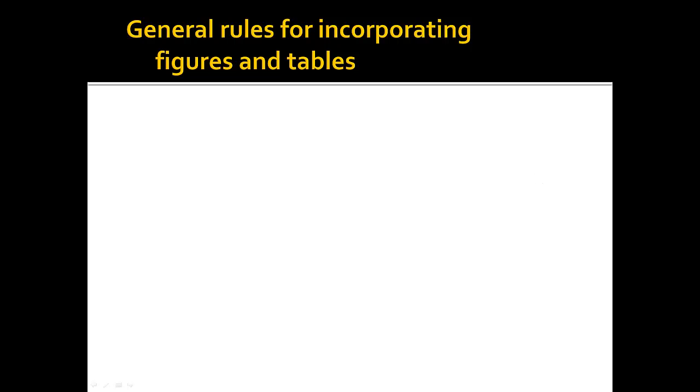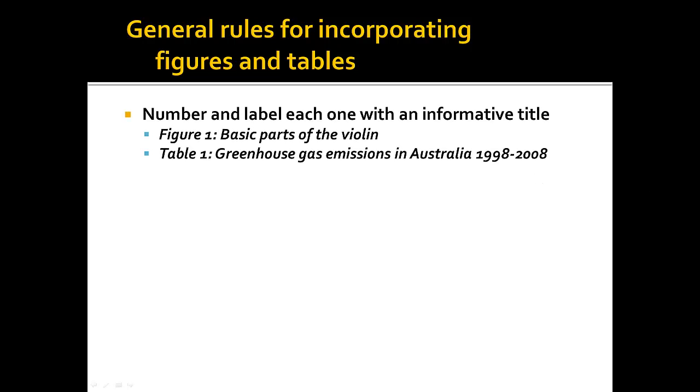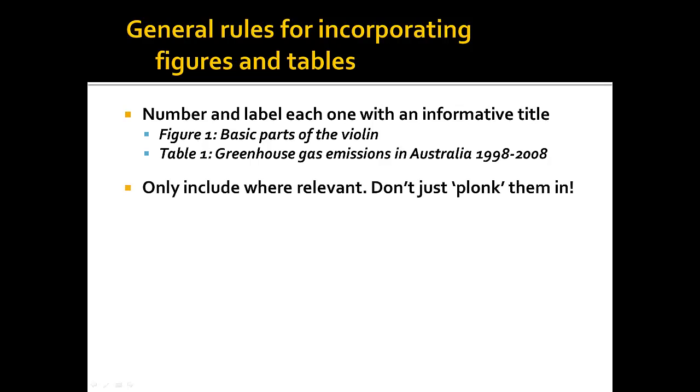All right, so general rules for incorporating figures and tables into your document. So number and label each one with an informative title. So could be something like Figure 1, Parts of the Violin, or Table 1, Greenhouse Gas Emissions in Australia 1998 to 2008, and then subsequent figures and tables would be Figure 2, Figure 3, Figure 4, and so on. Now, only include them where relevant. Don't just plonk them in. And that's a very technical term I've used there, plonk, but they have to support the text. They can't just be included for visual effect. They have to add some meaning, so make it clearer for the reader exactly what you're talking about.